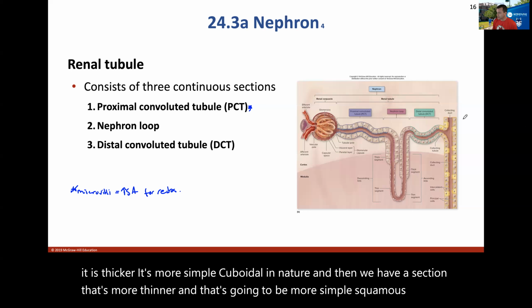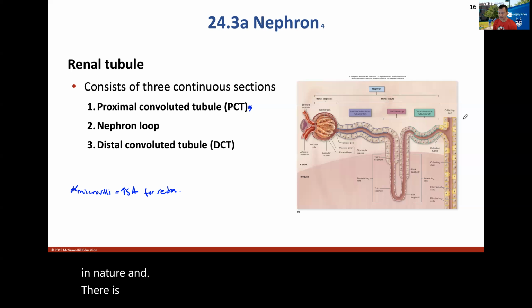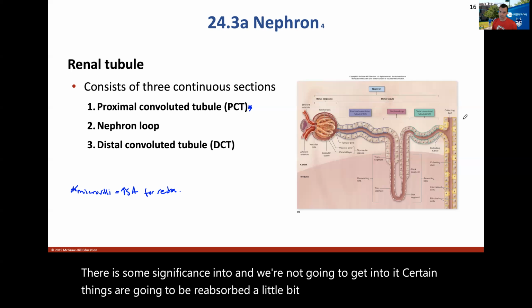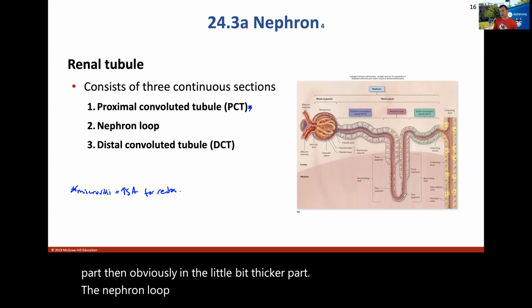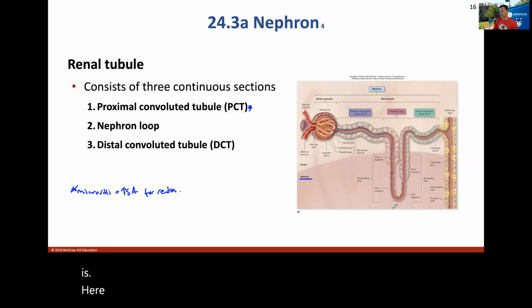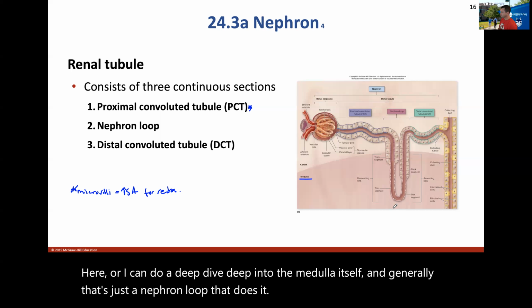There is some significance to that, and we're not going to get into it. Certain things are going to be reabsorbed a little bit more easily in the thinner part than obviously in the little bit thicker part. The nephron loop does dive down either a little bit into the medulla, which is right here, or it can do a deep dive deep into the medulla itself. And generally, that's just a nephron loop that does it. It'll have some significance in a little bit.